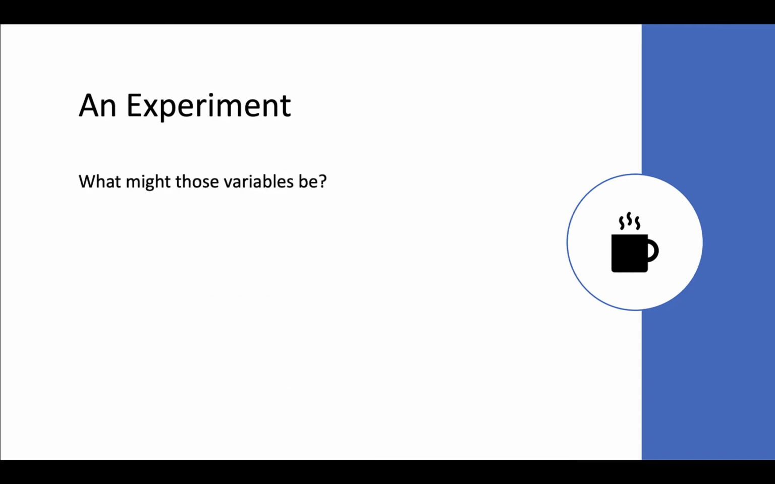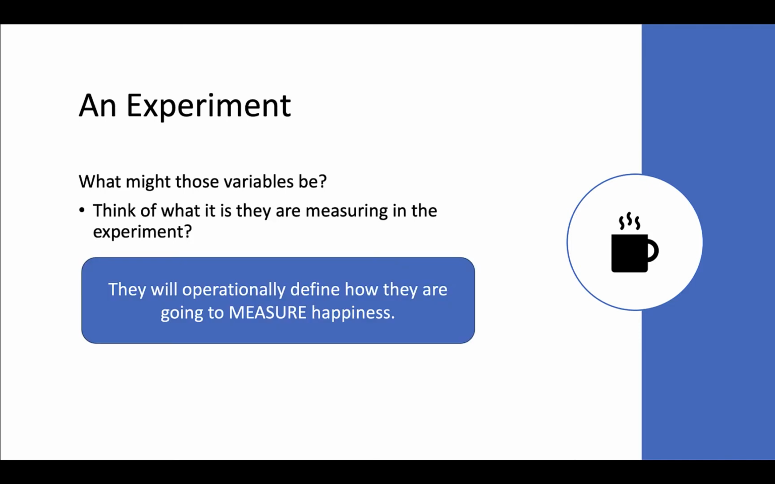So, what might those variables be? Think of what it is we are measuring in the experiment. We're operationally going to define how we are going to measure happiness. So we are really looking at what is keeping teachers happy? And we're going to use one thing that we think might be keeping them happy, which is caffeine. So we know that one variable is caffeine. We know the other is happiness.